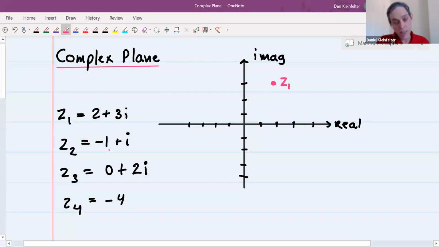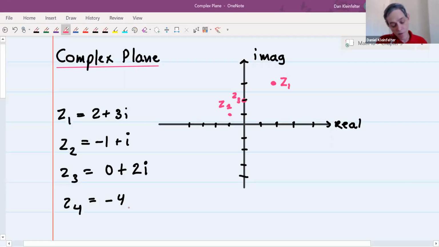Similarly, z2, which is -1 plus i, would have a real part of -1 and an imaginary part of +1. So that would be z2. z3 would be 0 plus 2i. So this one has a real part of 0 and an imaginary part of 2i. So z3 would lie along the imaginary axis.